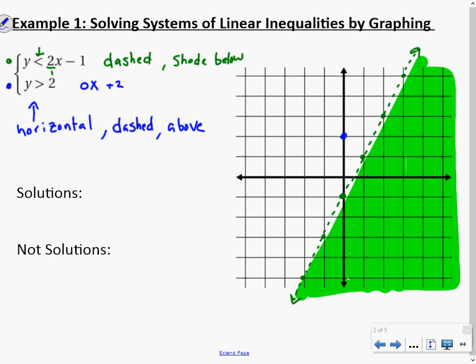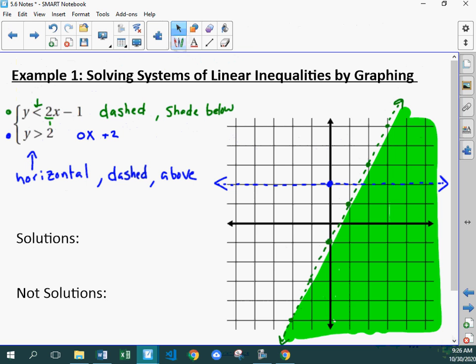So we've got a y-intercept here. And then our horizontal line is just going through side to side, left to right. We said it's dashed. And we said that we're shading above. So let me get that highlighter again. Let's do blue this time. So we're shading above our horizontal line.